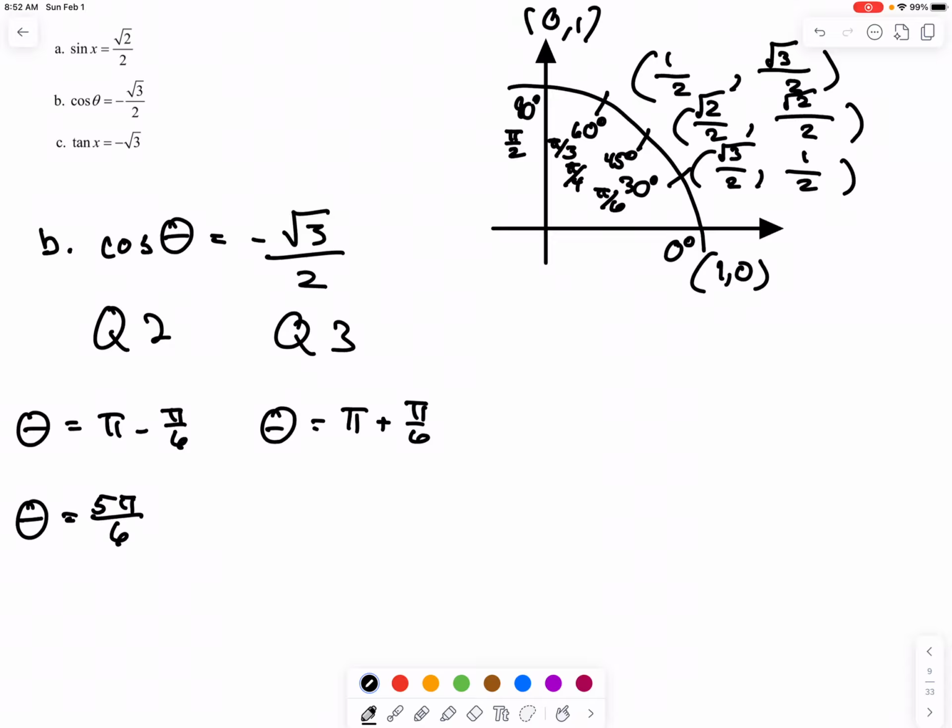right? Again, if we didn't have the restriction on the domain, we would say plus 2n pi, every 360 degrees, or in other words, it repeats every 2 pi radians. But because we only want the results from 0 to 2 pi, we're just going to bypass that for now. This should be the quadrant 2 solution. And then the quadrant 3 solution gives us 7 pi over 6. Okay? So I got these two results.